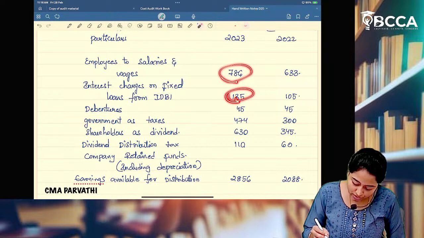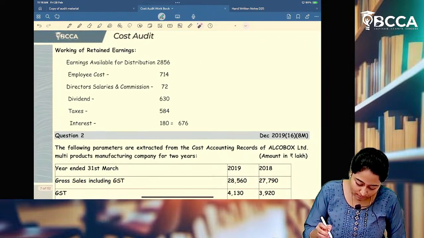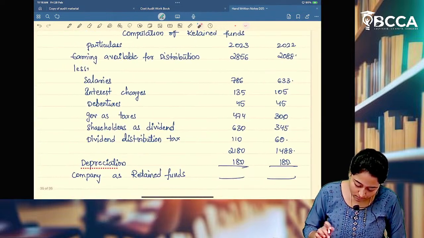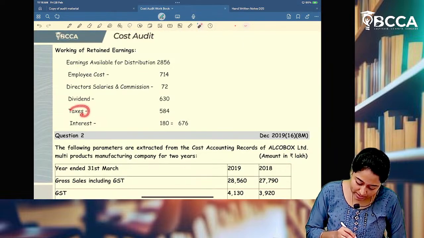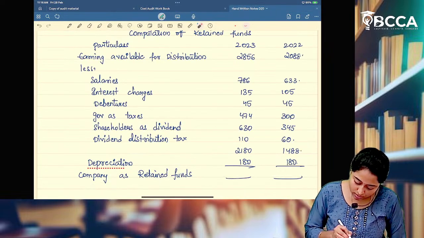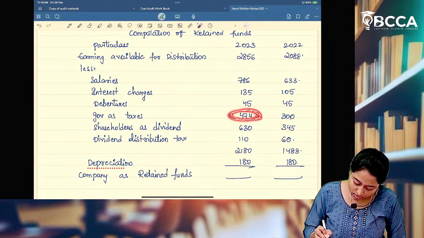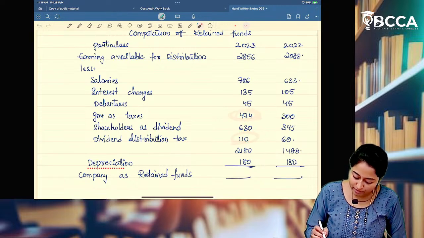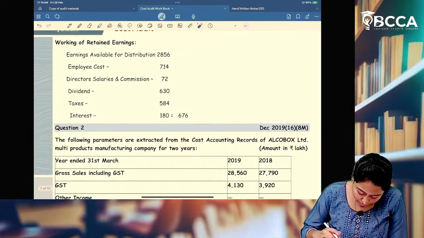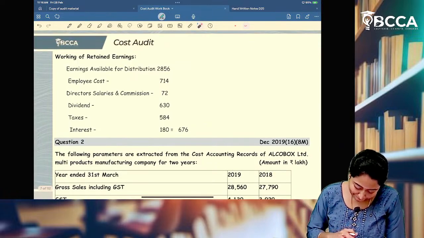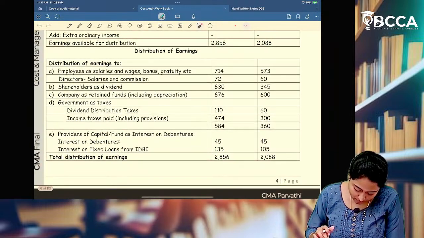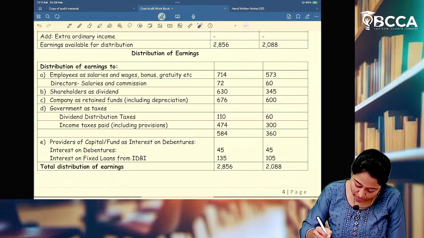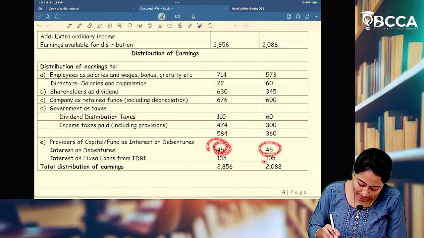786. Interest charges. Dividend 630. And taxes 584. Taxes. This and this. Combine this. You get 584. Yes, it's 584. Then consider debentures. Okay, this is interest on debentures. This is not considered. 45 and 45. Eliminating this, calculate.